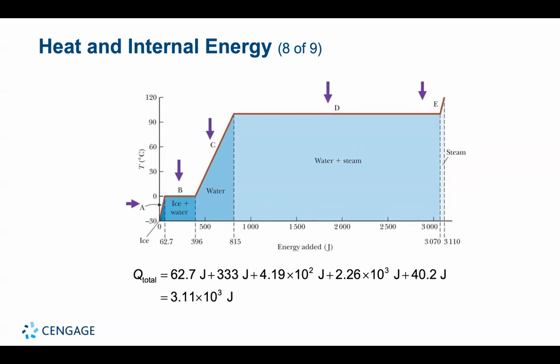So the total amount of energy that must be added to change 1 gram of ice at minus 30 degrees C to steam at 120 degrees C is the sum of the results of all 5 parts of the curve, which is 3,110 joules. On the other hand, to cool 1 gram of steam at 100 degrees C to the point at which it becomes ice, to cool to minus 30 degrees C, is once again the same thing: 3,110 joules of energy that must be removed.